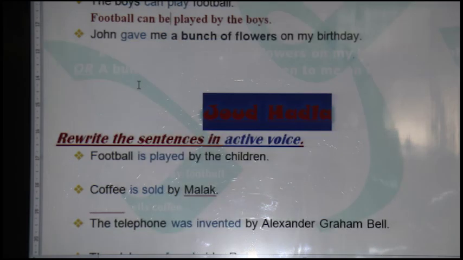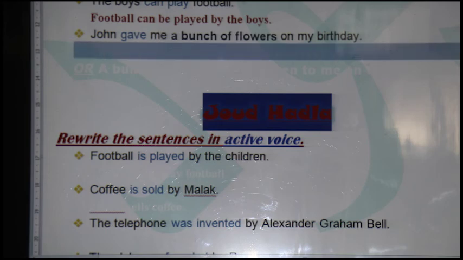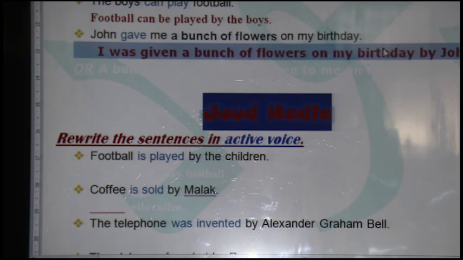Now the last one, here we have two choices. John gave me. Here we are talking about a direct object. Here it is an object pronoun, and we convert it into the subject pronoun. So John gave me, I was given, past simple. I was given a bunch of flowers. So the first choice is I was given a bunch of flowers on my birthday by John.